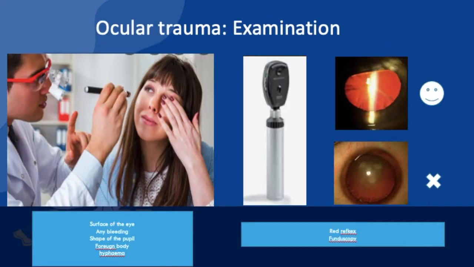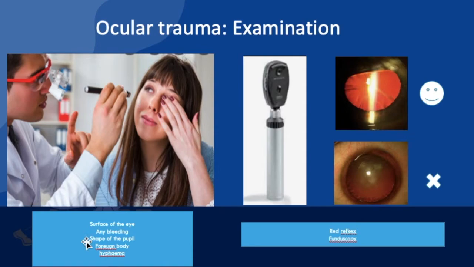In our own eye clinic, of course, we have the facility of our slit lamp, but in a general clinic, I'm sure you will have at least these two instruments: a bright torch as well as an ophthalmoscope, which usually comes with an otoscope. Now, how do we use the bright torch to assess the eye? We ask the patient to open their eyes, if they can do that. Look at the surface of the eye, look for any bleeding.